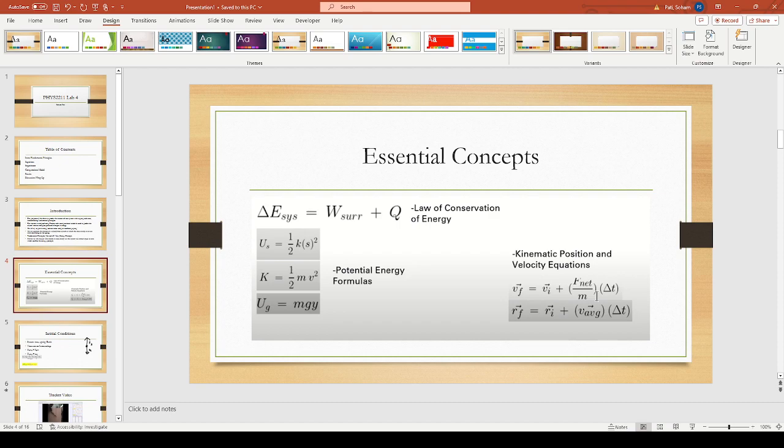So these are the essential concepts. The first one is the law of conservation of energy, which says the change in energy of the system is equal to the work done by the surroundings plus Q. Then we have the spring potential energy formula, the kinetic energy formula, and the gravitational potential energy formula. We also have kinematic position and velocity equations.